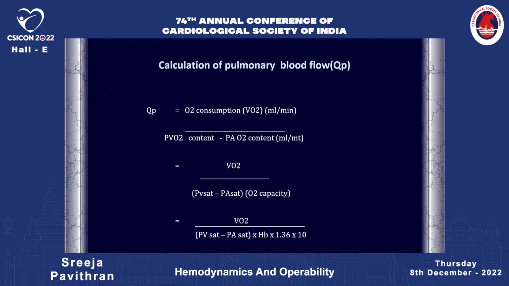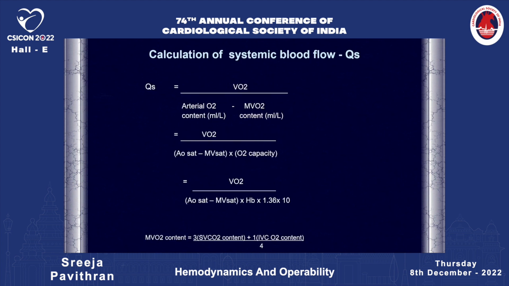So, when you calculate the pulmonary blood flow, the formula will come according to the Fick's principle as VO2 divided by the pulmonary venous oxygen content minus the pulmonary arterial oxygen content, which is derived by multiplying the saturation difference with the oxygen capacity. So, the final formula will come as VO2 divided by PV saturation minus PA saturation into hemoglobin into 1.36, because each gram will carry 1.36 ml of oxygen, into 10 is to convert the hemoglobin from deciliter to ml. So, this will be the formula for calculating the QP.